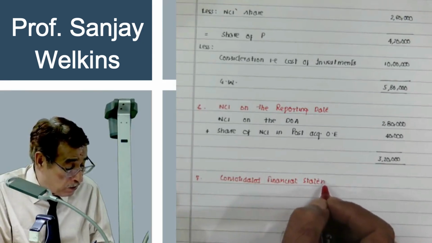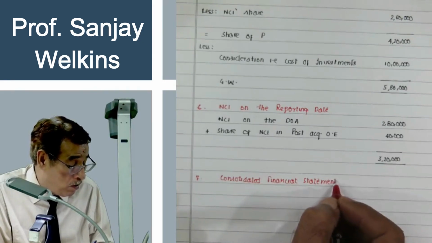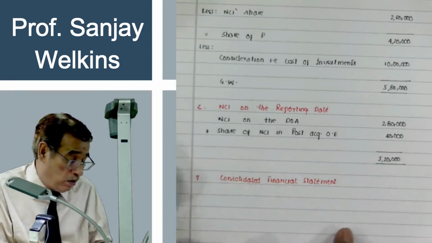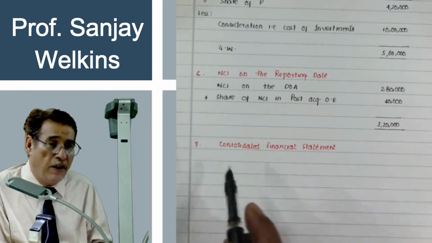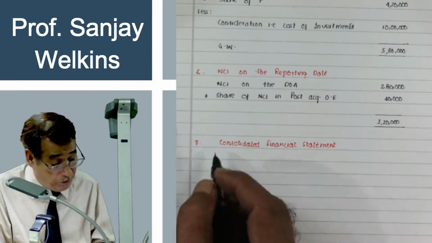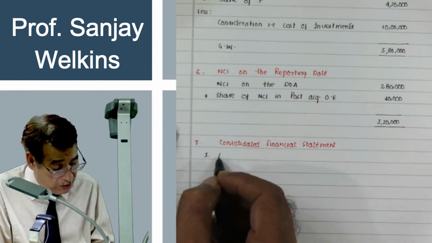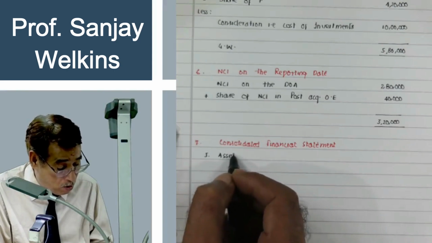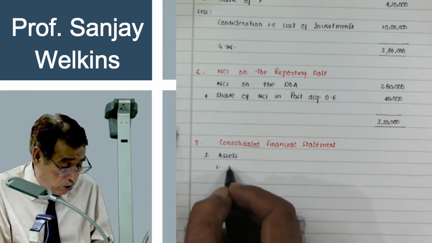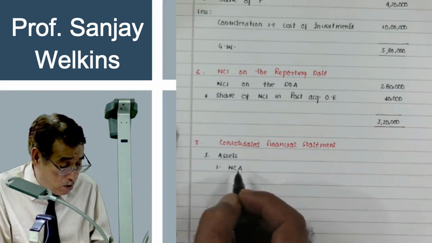Consolidated financial statements. When we prepare the consolidated financial statement, that is, the consolidated balance sheet here, first of all I will write, as we wrote earlier, assets. 1. Non-current assets.